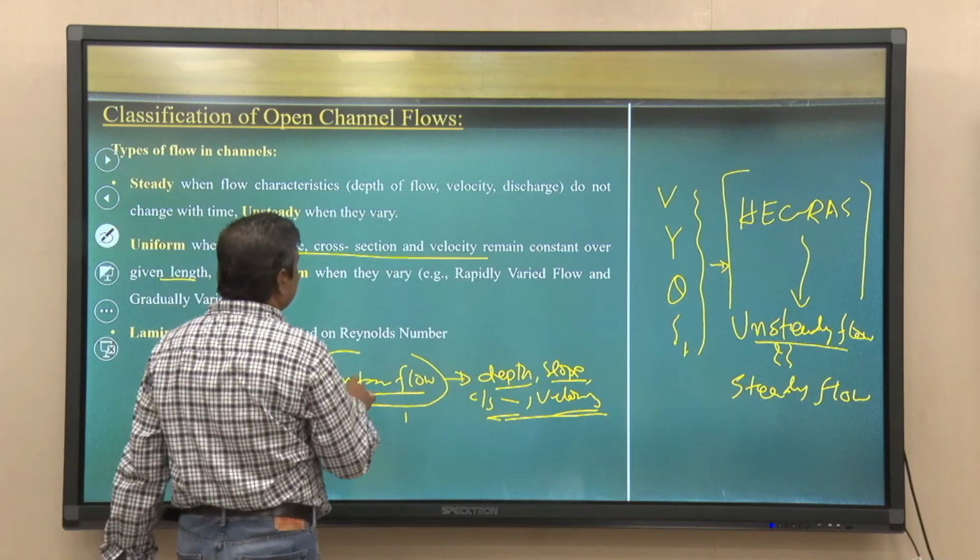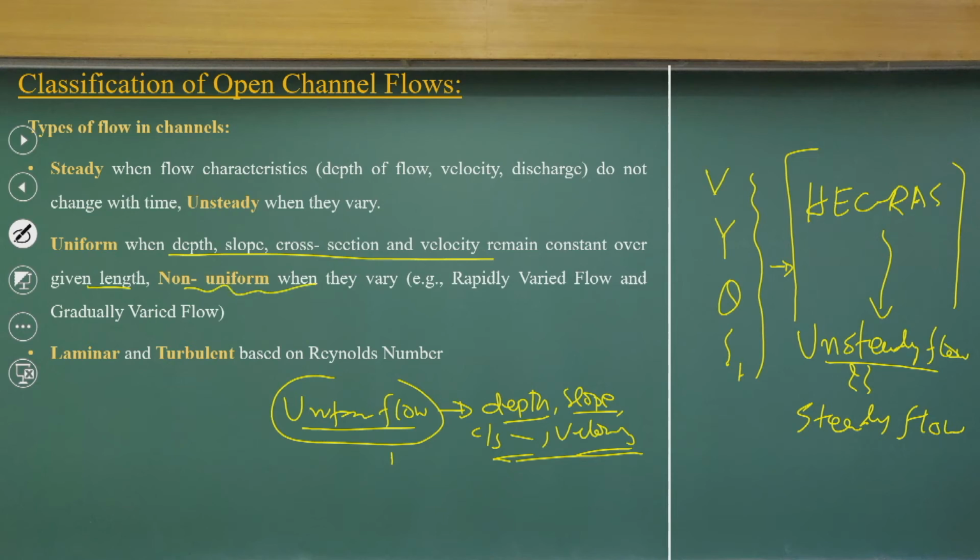Otherwise, you have non-uniform flow, which we will discuss, and we classify it into two types: rapidly varied flow and gradually varied flow. If the rate of change of flow parameters is very significant, of very high order, that is rapidly varied flow. But if the depth, velocity, slope and energy slope are not changing that drastically or abruptly, and the change is very gentle, then we call it gradually varied flow.